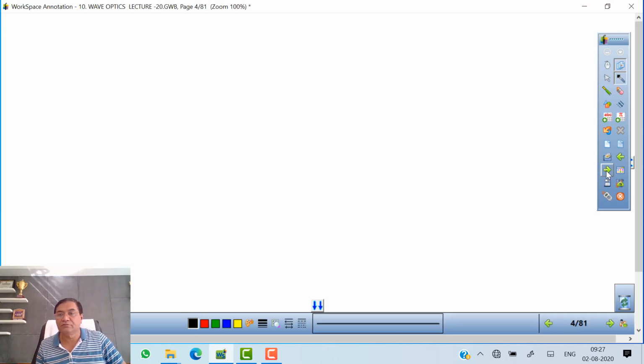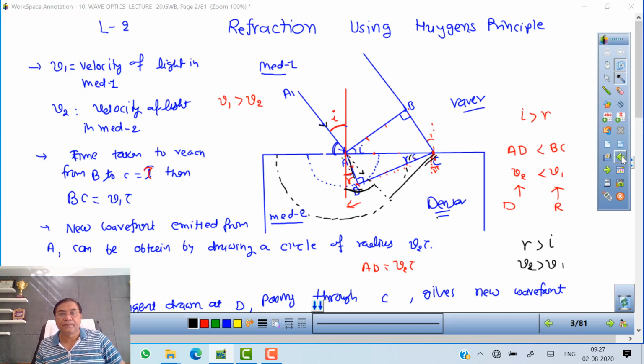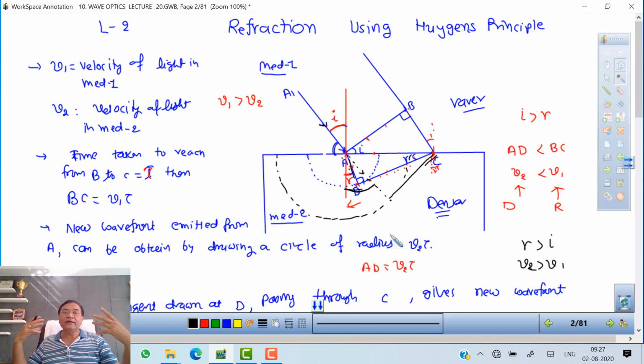Maybe, oh sorry, it is not here. No problem, but you can draw this. I have to remove this blue line, remove this line, and consider the black line. Explanation as it is. It means you can explain both the cases, while it moves from rarer to denser or denser to rarer.